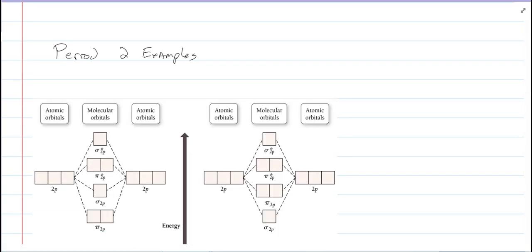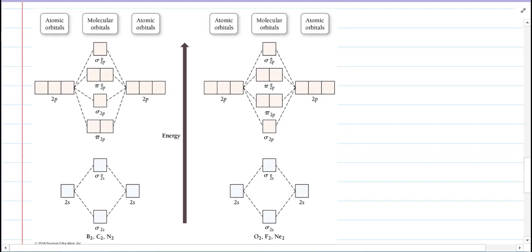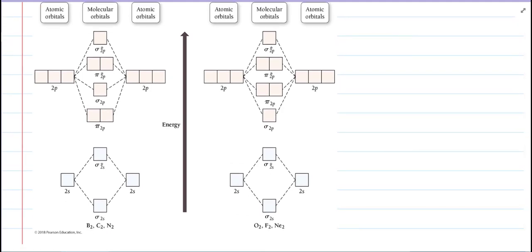Here are some period 2 examples. If we look at B2, C2, and N2 as diatomic molecules, and O2, F2, and Ne2, these are how the orbitals form. So you have the atomic orbitals, one on each side, that would represent B or C or N. So if I have B2, I'd have one boron and another boron. Well, how many valence electrons does boron have?